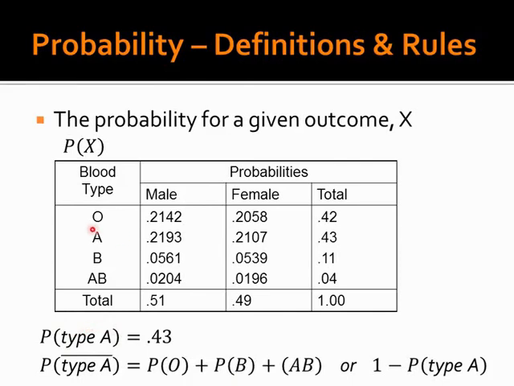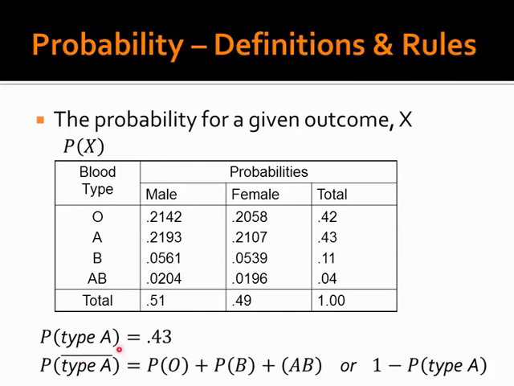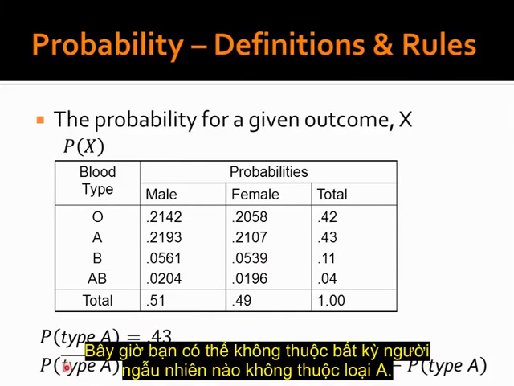So let's have a look. Type A blood type, what's the probability for any random person? It's 0.43. So that's the answer here. Now, what's the probability of any random person being not type A?